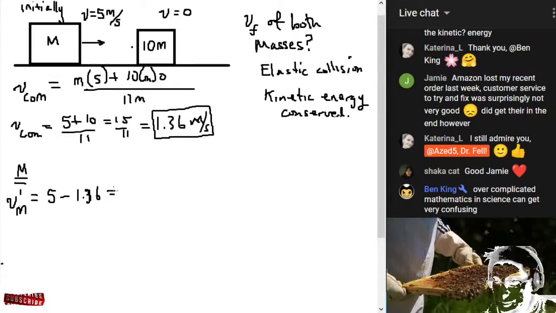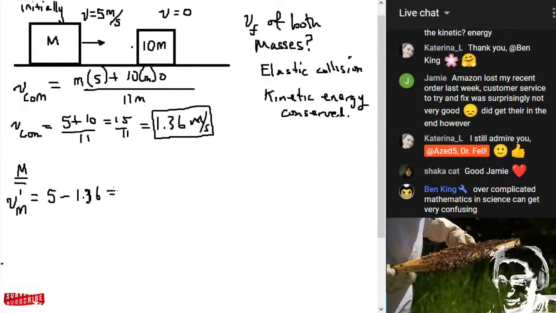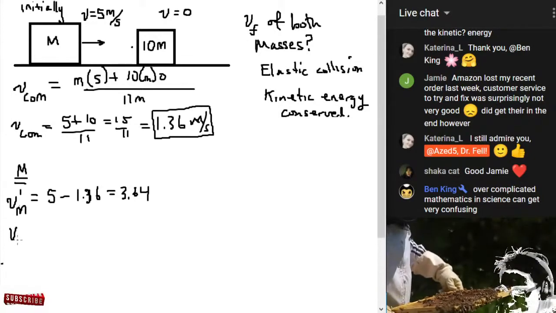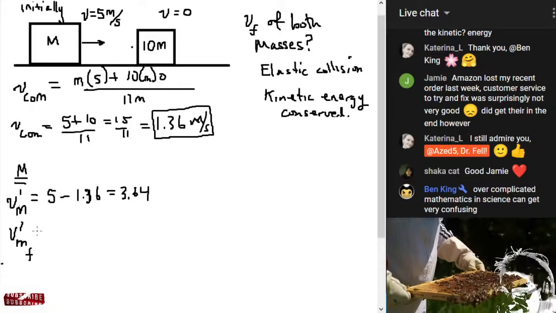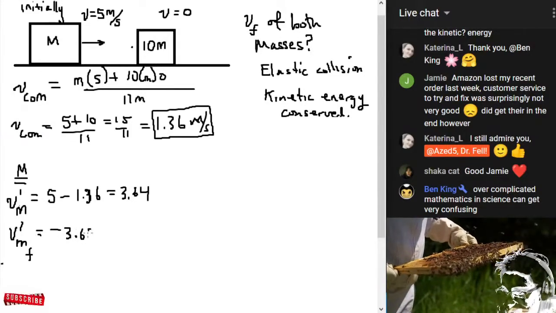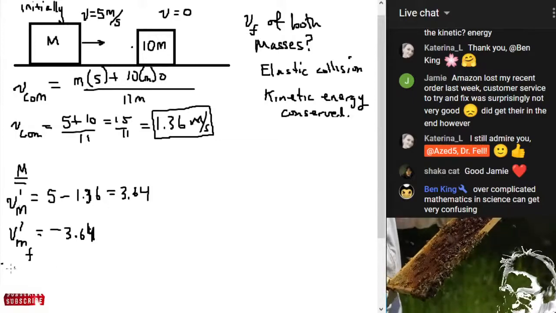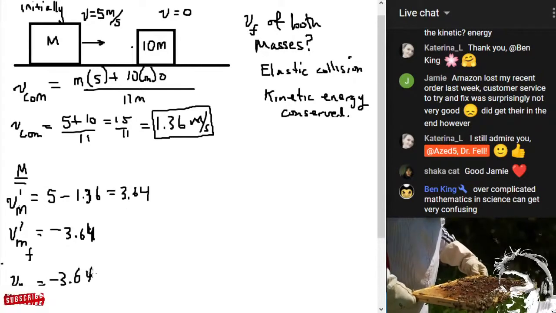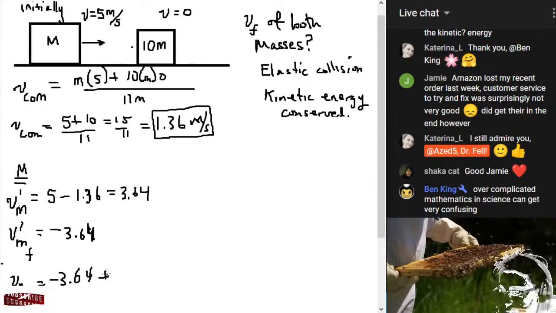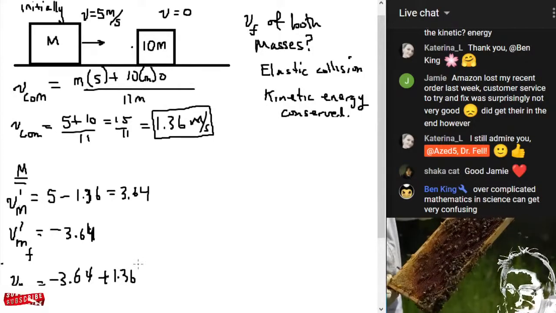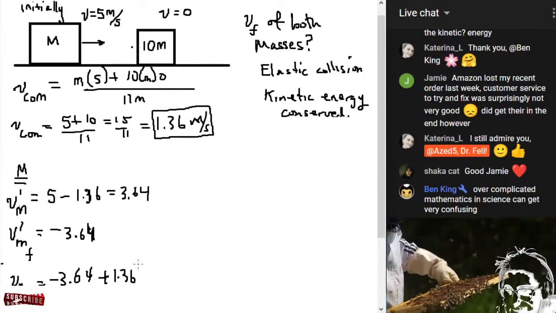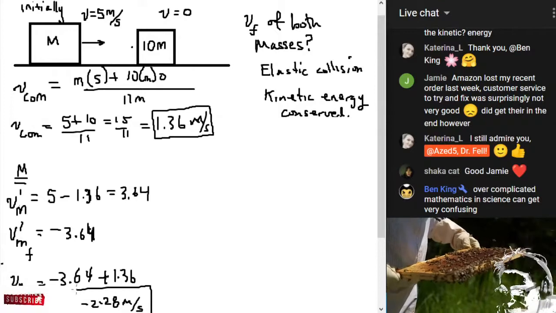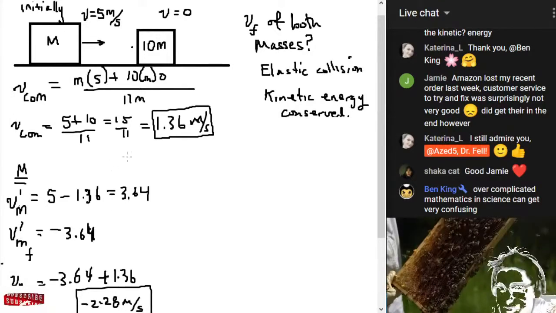5 minus 1.36 is 3.64. And then to get the velocity of that mass after the collision, all we have to do is reverse the sign. So it's going to go backwards at this. Now to get back in the original frame of reference, we just have to add this to the center of mass velocity. We've got to undo the first step. So it's negative 2.28. So that smaller mass is going to bounce off in the other direction at negative 2.28.